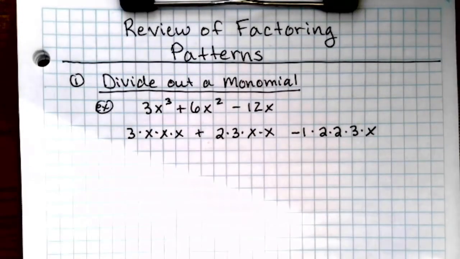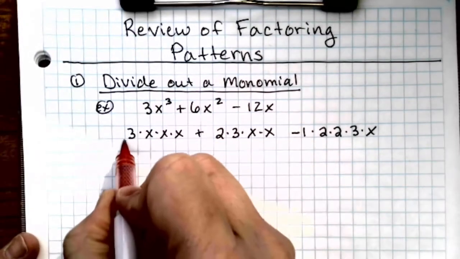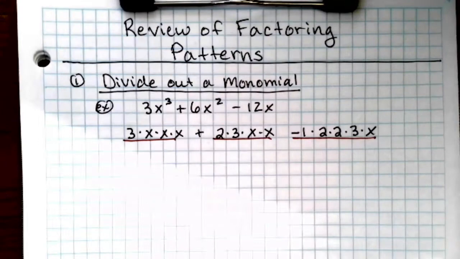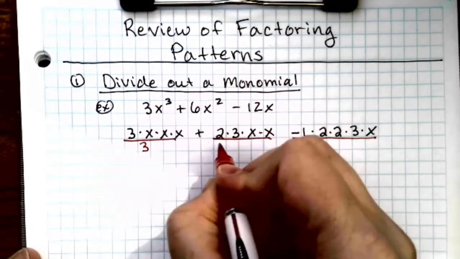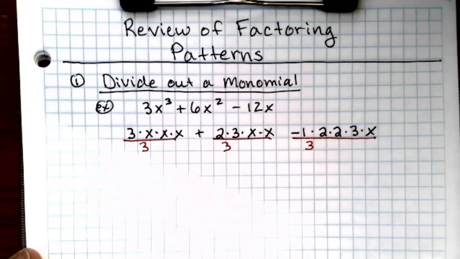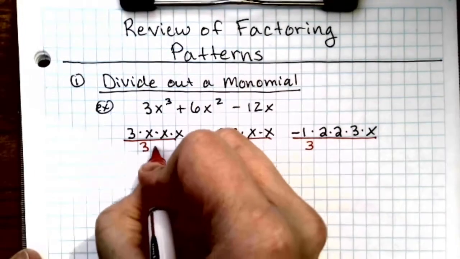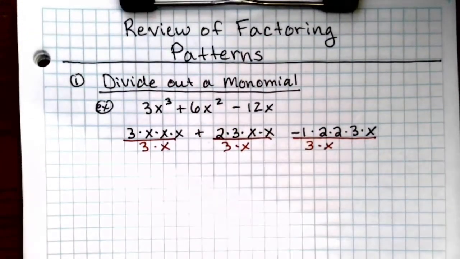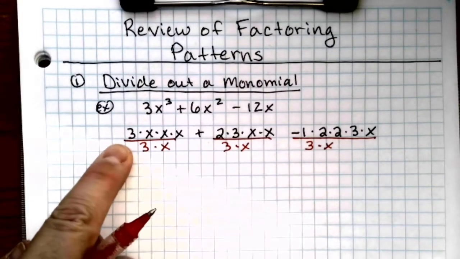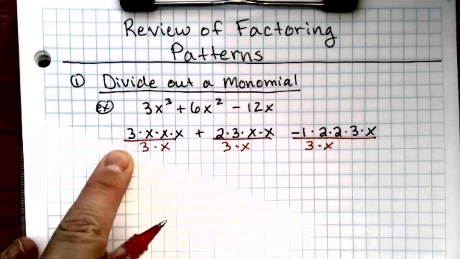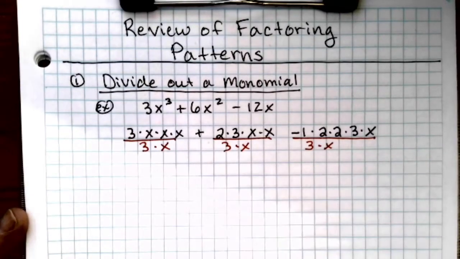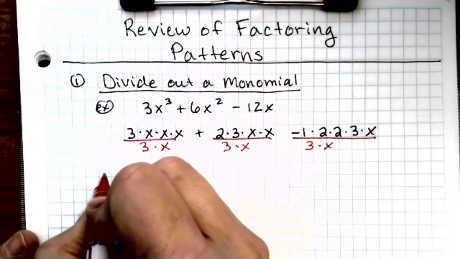Once you've factored everything out, it's really pretty easy to spot what they have in common, and that's what you want to divide to the front. So all three of these terms have a factor of 3, and they also all have a factor of x. We can't divide anything else out because this term only has a 3, there's nothing else. This term only has one x and nothing else. So this is all we can divide out.